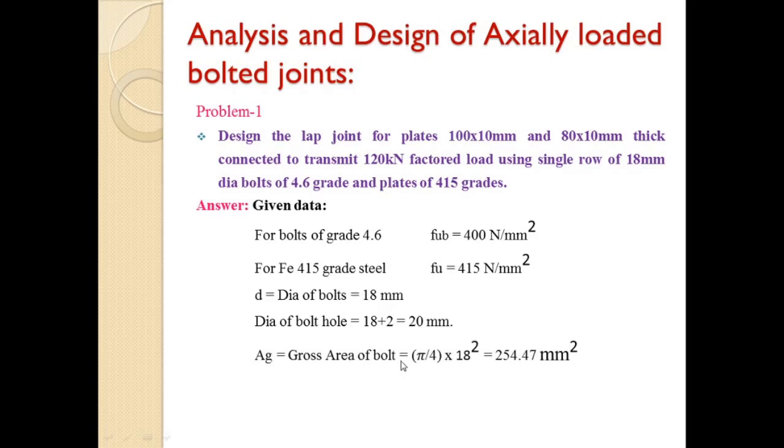Gross area of the bolt we can calculate. So the gross area of the bolt is equal to what? Pi by 4 into d square, where d is 18 mm. So the gross area is 254.47 mm square. Next is the net area. Net area we can calculate by using the formula 0.78 multiplied by gross area. So 0.78 multiplied by 254.47, we get 198.49 mm square. So this all data is given.